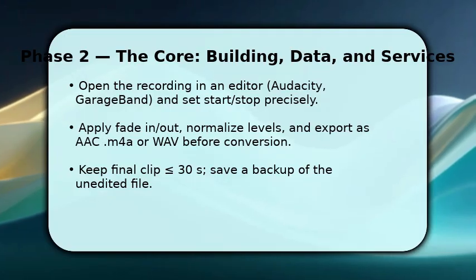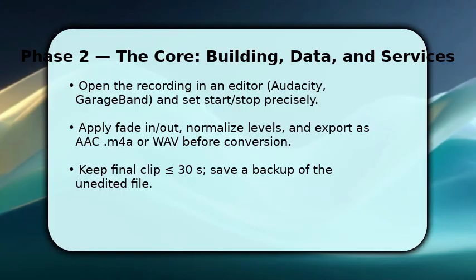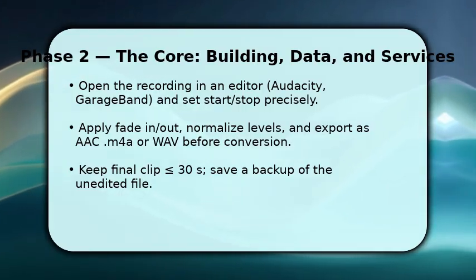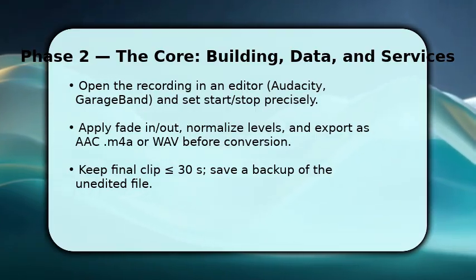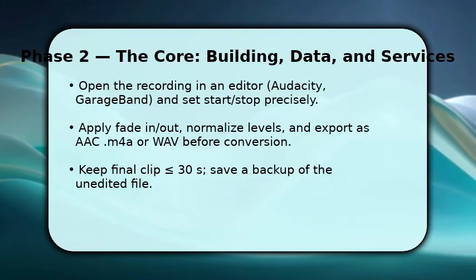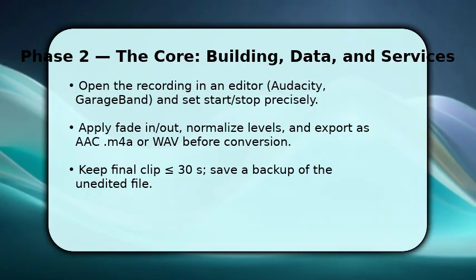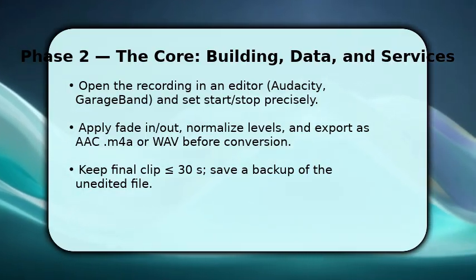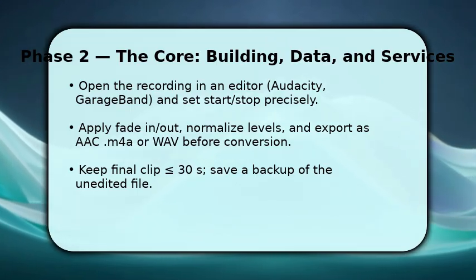Next, you edit that captured clip to make it ringtone ready. Import into an editor like GarageBand or Audacity. Set exact start and stop points and apply a short fade in and fade out so it sounds professional. Normalize audio so your ringtone won't be too loud or too quiet. Then export as an AAC, M4A or WAV file. You'll need a clean digital file for the next step. Once exported, double-check the duration is 30 seconds or less, and save a backup copy.